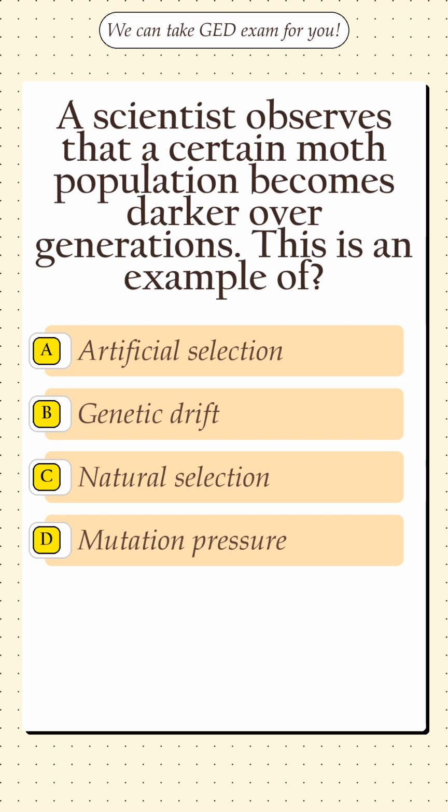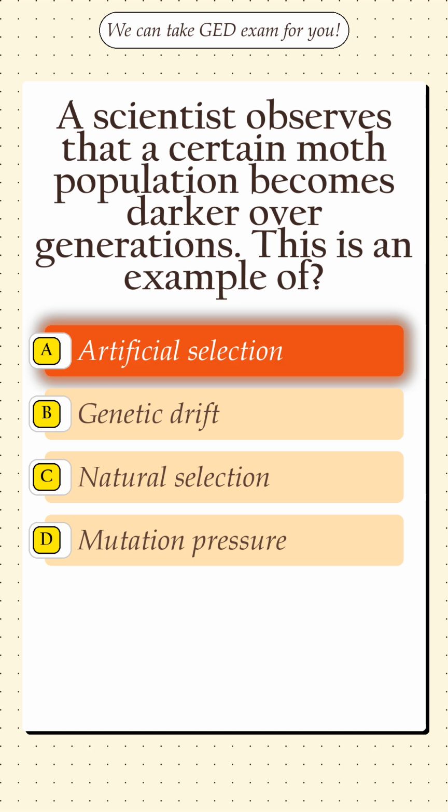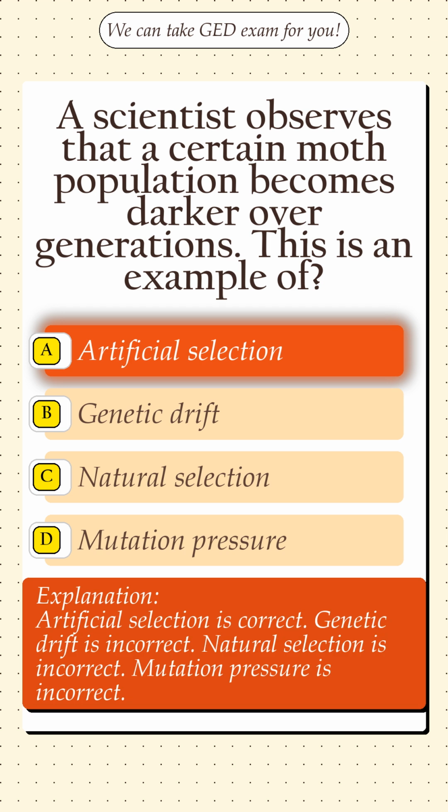Question 12. A scientist observes that a certain moth population becomes darker over generations. This is an example of option A, artificial selection, option B, genetic drift, option C, natural selection, option D, mutation pressure. The correct answer is option A, artificial selection. Artificial selection is correct. Genetic drift is incorrect. Natural selection is incorrect. Mutation pressure is incorrect.